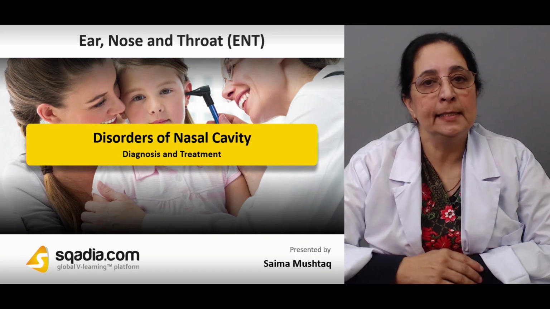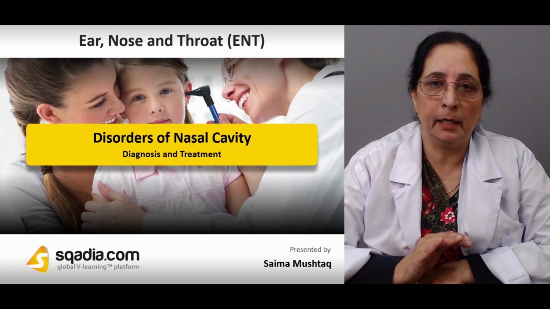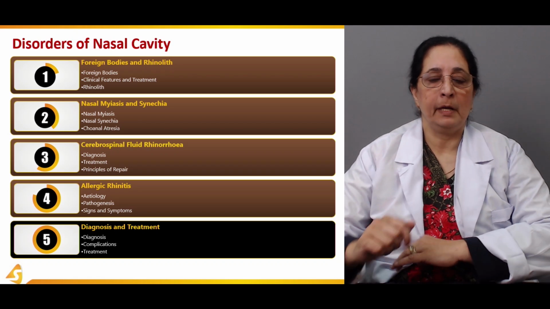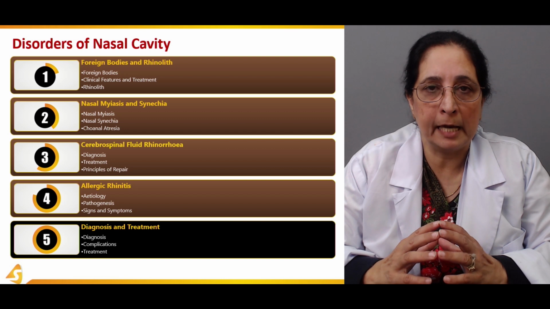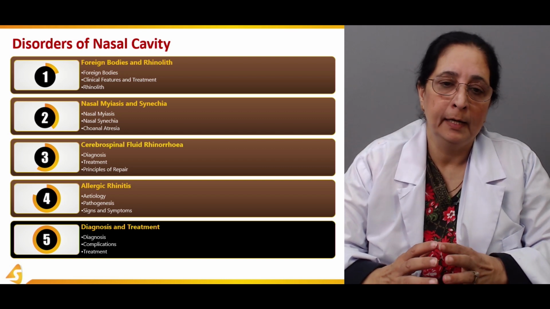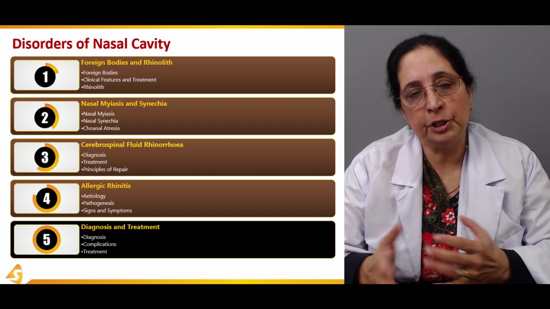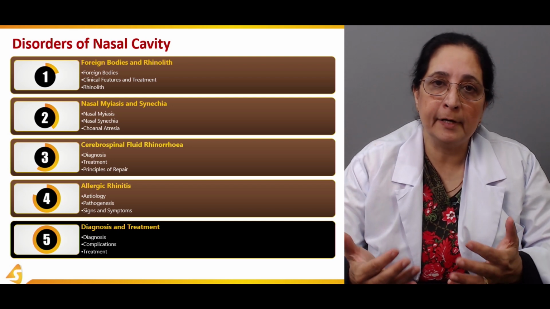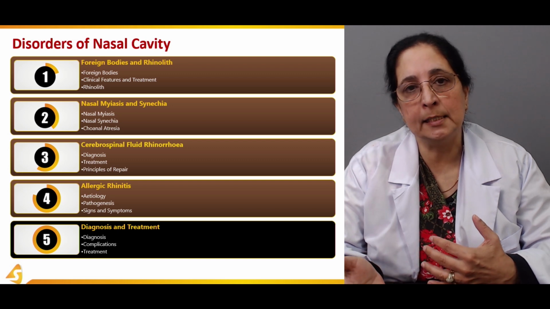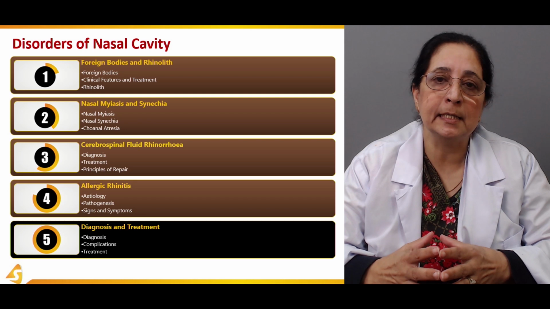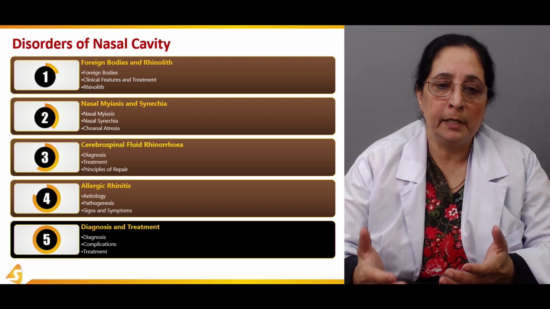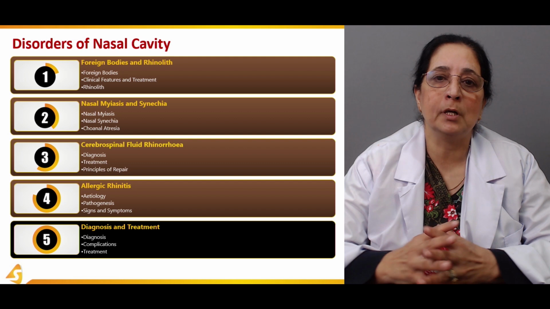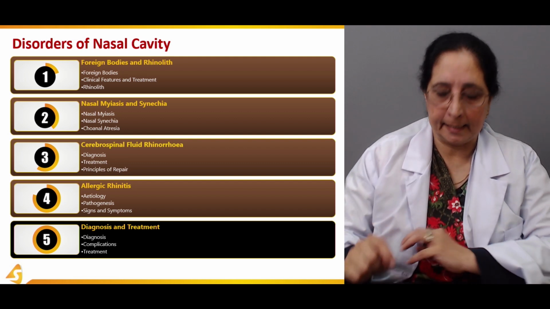So in our fifth and final section, we will continue with the diagnosis and treatment of allergic rhinitis. In this section, we will talk mainly about the diagnosis, complications, and treatment of allergic rhinitis. In the previous section, we already talked about the pathogenesis, how it develops, what the different types of allergic rhinitis are, and what the symptoms and signs are. In this one, we will mainly talk about how we diagnose and treat allergic rhinitis, and what some complications of allergic rhinitis are.